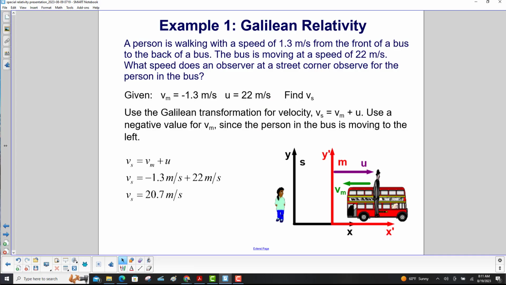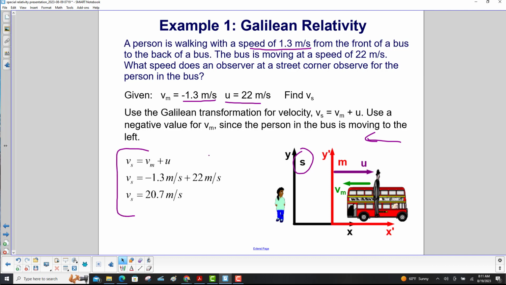Let's write out the givens. The person has a speed of 1.3 meters per second, but he's going from the front of the bus to the back of the bus. So that's going to be a negative velocity. So V sub m is minus 1.3 meters per second. U is the velocity of the bus, and the bus is to the right, so that's positive. We use the Galilean transformation for velocity, which is V sub s is equal to V sub m plus u. Use a negative value for V sub m since the person in the bus is moving to the left.